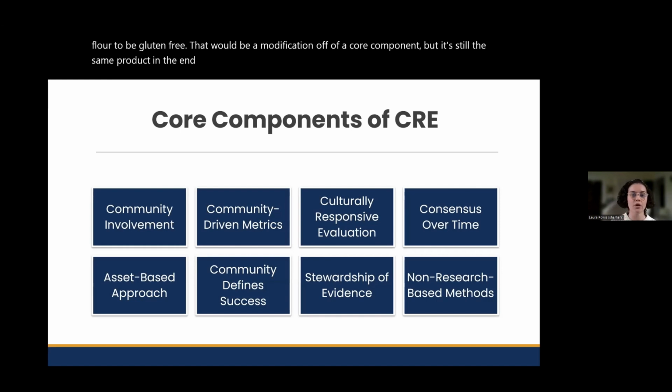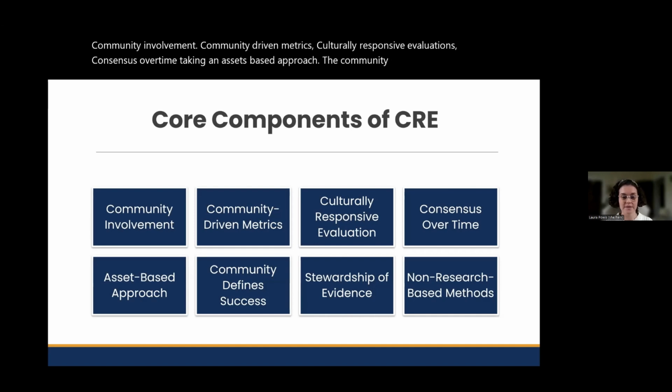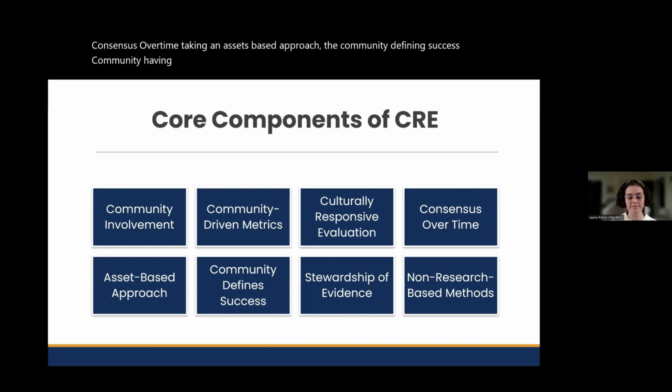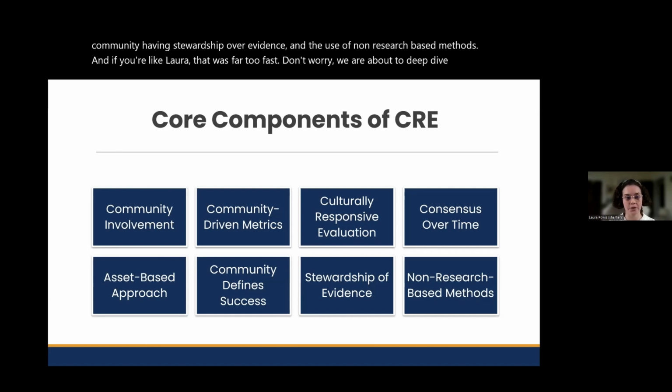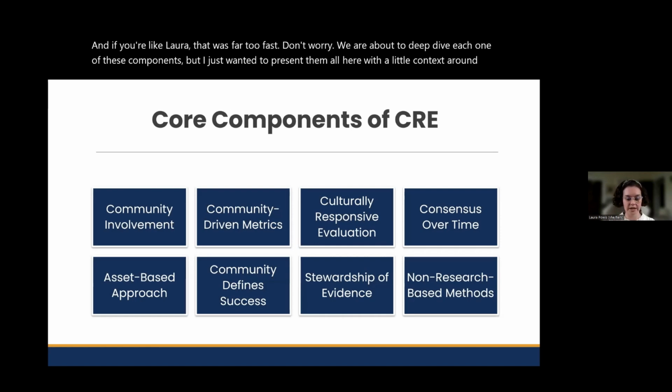So when we're thinking about core components of community-rooted evidence, we're thinking similarly. Some of the core components for community-rooted evidence include community involvement, community-driven metrics, culturally responsive evaluations, consensus over time, taking an assets-based approach, the community defining success, community having stewardship over evidence, and the use of non-research-based methods. And if you're like, Laura, that was far too fast, don't worry, we are about to deep dive into each one of these components. But I just wanted to present them all here with a little context around what core components are before we dive in.